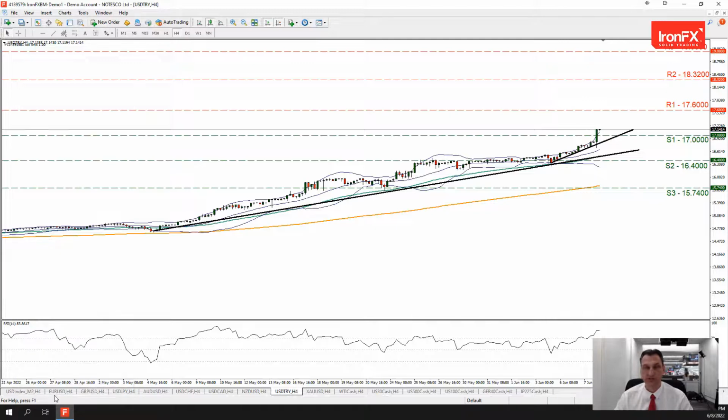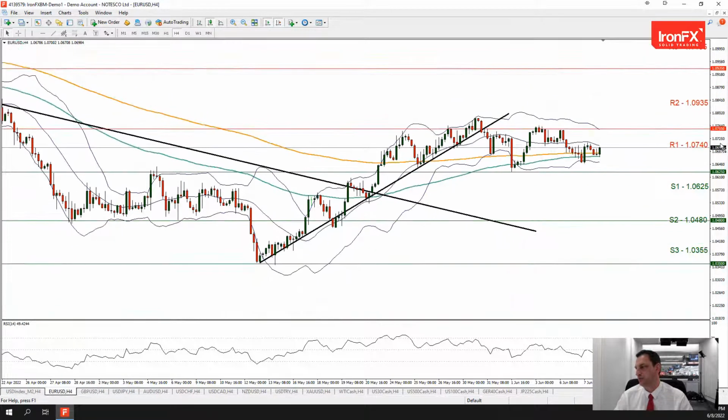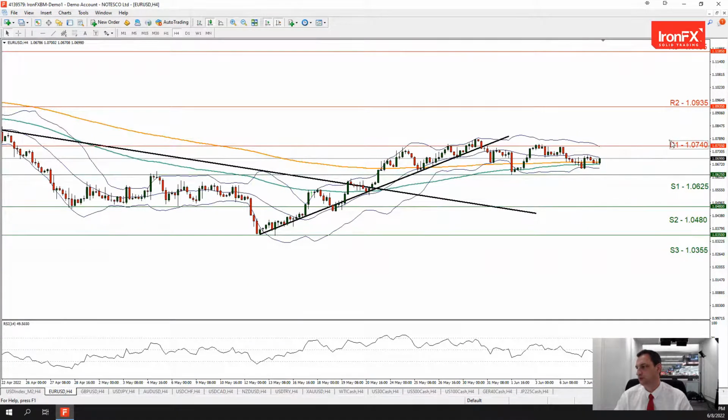Let's have a look now at Euro USD. Euro traders await ECB's interest rate decision tomorrow. Let me readjust this. There we go. Euro USD maintaining a sideways motion between the 1.0740 and the 1.0625.